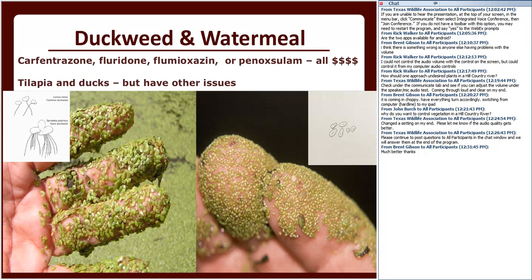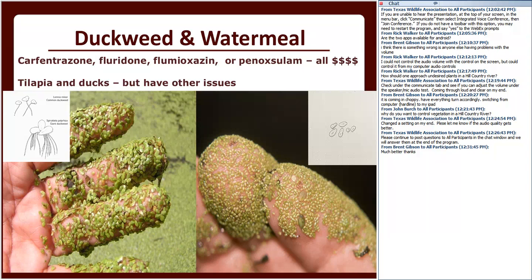The key to telling them apart is if you look at the line diagrams of the duckweed in the upper left corner there, all duckweed species have one to multiple roots hanging down from them. So if you pick it up and you see little roots hanging down, you have a duckweed. On the other hand, watermeal are nothing more than little round green discs. You won't find any roots hanging down from them.